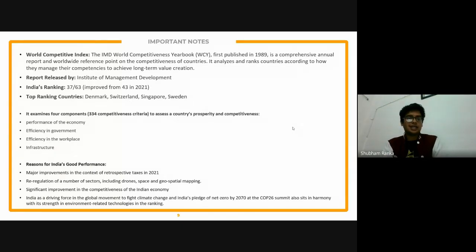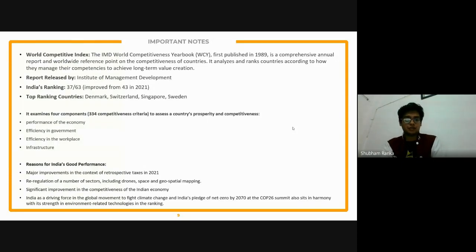Second is re-regulation of a number of sectors. That drones have come in, space has come in, geospatial mapping has been allowed. So infrastructure, when I was talking about it, a lot of digital infrastructure is also included, and India is slowly and steadily progressing in these areas. So drones, space, and things like these. So infrastructure also is developed.